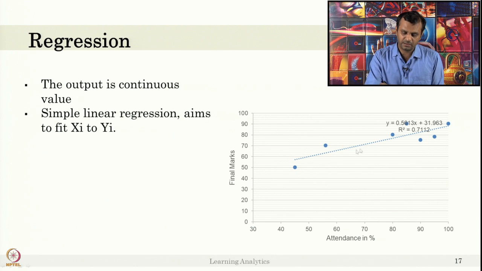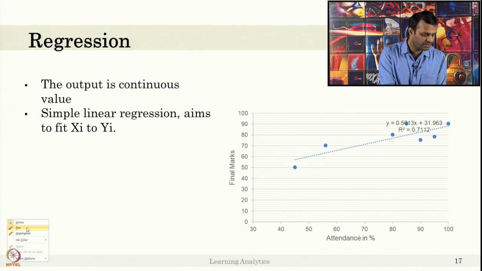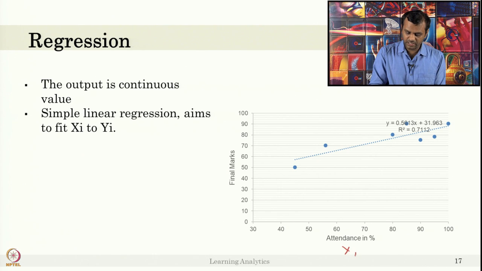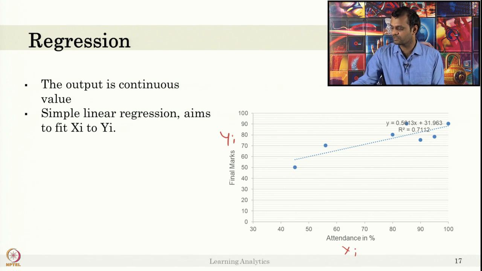If I draw a linear line which fits all this data, it assumes that there's a linear relationship between attendance and final marks, and I have to fit these values in a linear line. So simple linear regression aims to fit these two variables, like x_i to y_i. So this is x_i, this is y_i. It's trying to fit the linear relation between these two. It assumes that there's a linear relation between these two variables.